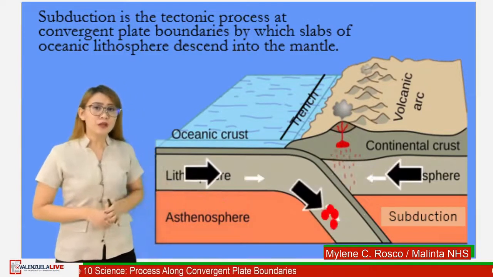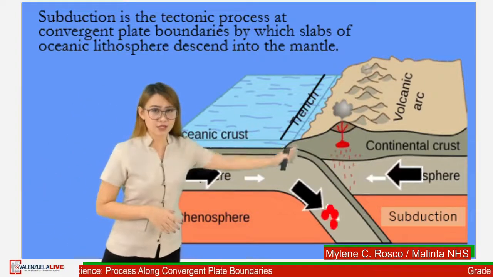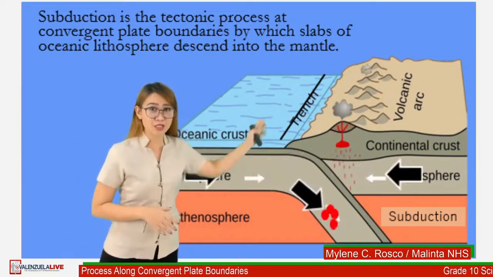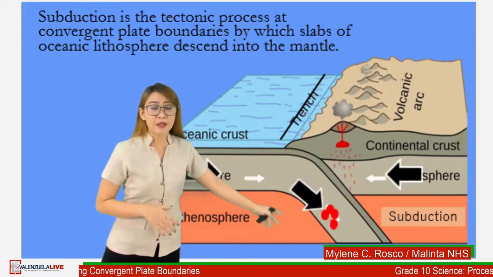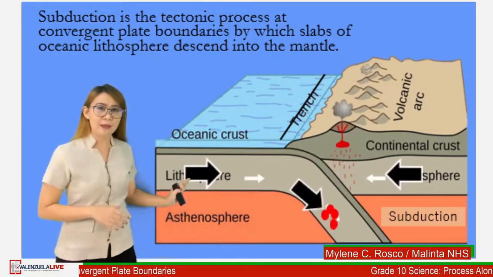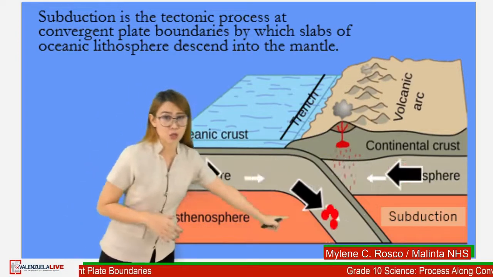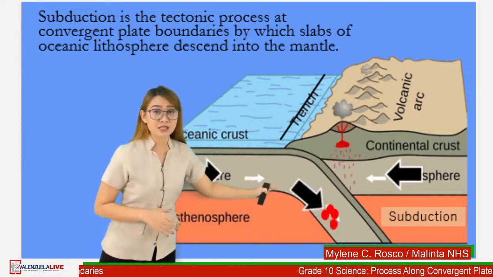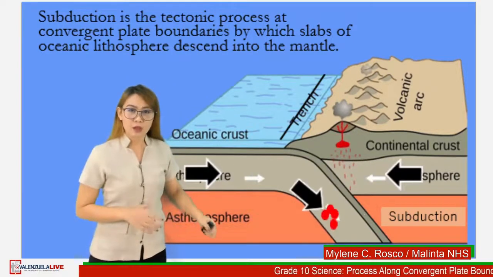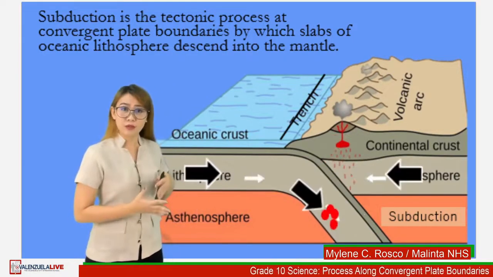Now, this part is the subduction zone. It is where the oceanic plate is subducting. Okay? Now, what do you think will happen to the leading edge of the oceanic crust as it bends towards the mantle? What do you think will happen to the rocks of the oceanic crust?